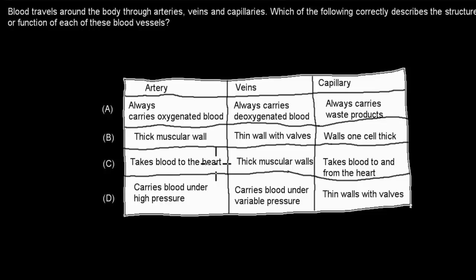Artery takes blood to the heart, vein has a thick muscular wall, capillary takes blood to and from the heart. D, artery carries blood under high pressure, veins carry blood under variable pressure, capillary has thin walls with valves. Pause the video and attempt the question.